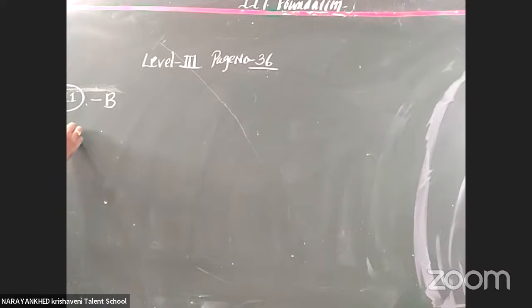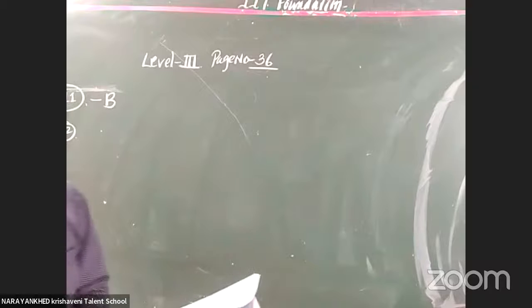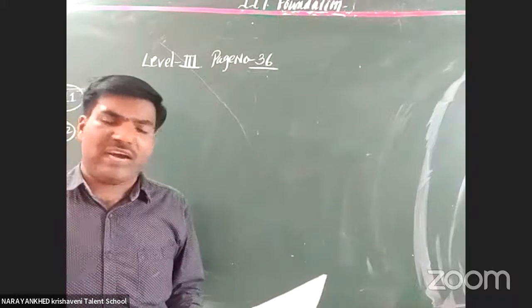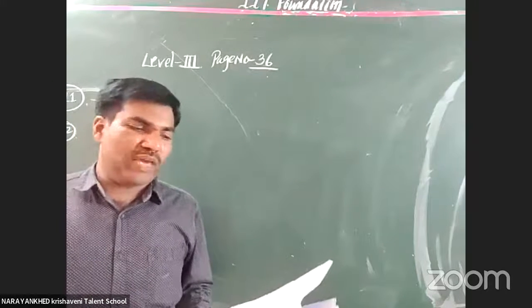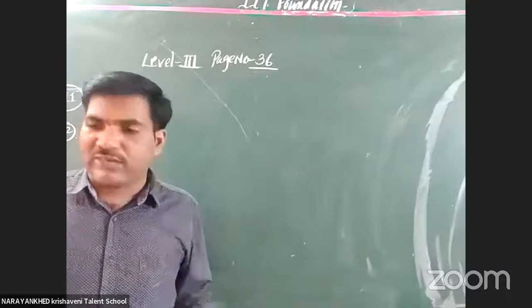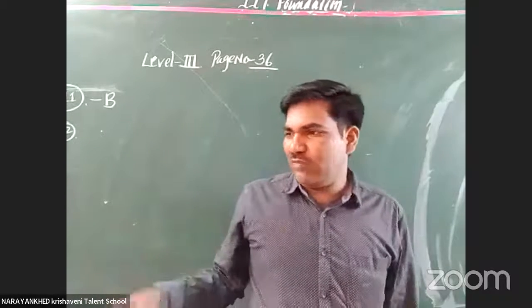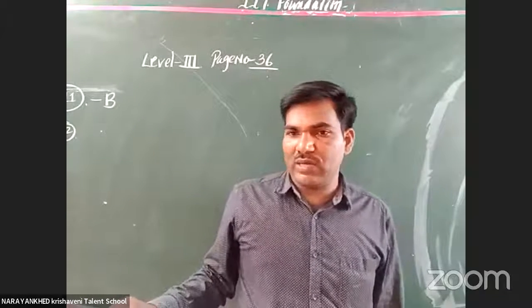And next, the 12th one. Here, what is the magnitude of a vector? Is it a scalar, a vector, both A and B, or neither A nor B? What is the magnitude of a vector? Very, very important. Clear or not?